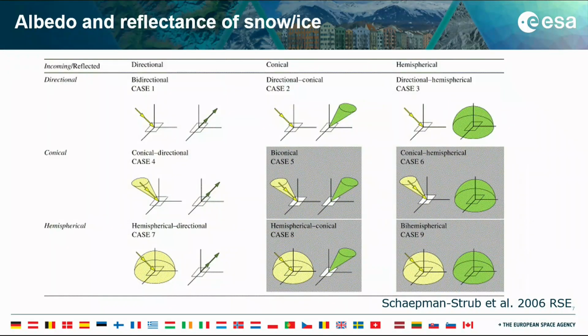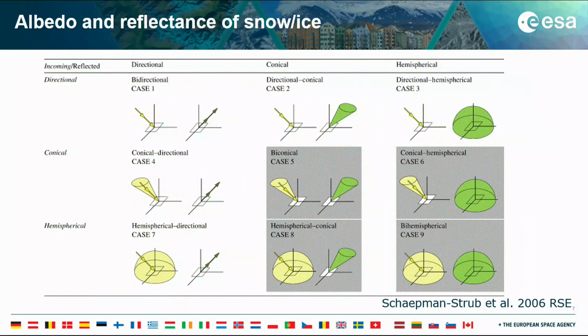Okay, often in the snow modeling and ice modeling community, they speak about case 9. So case 9 is the hemispheric incident and hemispheric reflected. So this is very difficult to measure. It's not difficult. You can do it in the field with a cosine receptor that opens the reflected flux, and this is the spectral albedo of a surface.